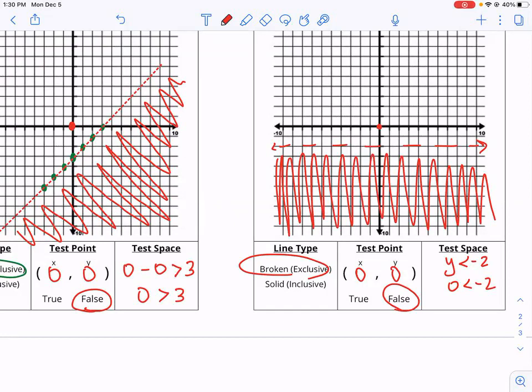I'm just kidding. I forget. Why are we shading? What works? What do I plug in? Which coordinates? All of these coordinates that we're shading work in our inequality. We are shading all of the answers. Isn't that incredible? That's so crazy.